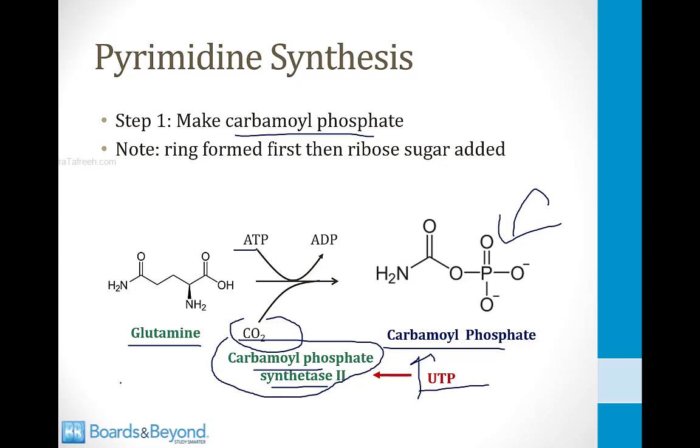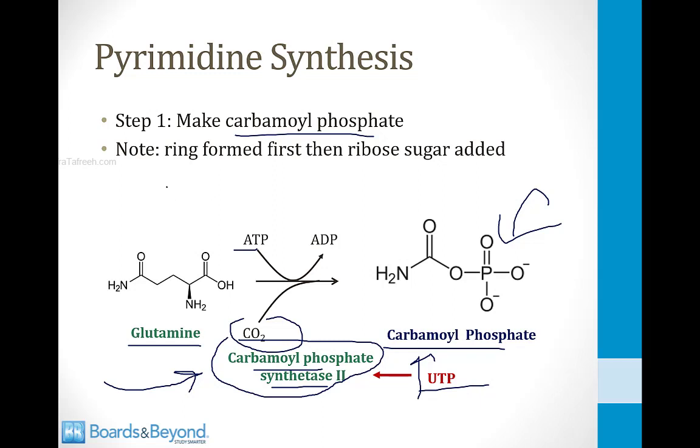Two other points I'd like to make here. This enzyme, carbamoyl phosphate synthetase 2, is found in the cytosol. There is another enzyme called carbamoyl phosphate synthetase 1, which is found in the mitochondria. That enzyme is important in the urea cycle, which I talk about in another video.